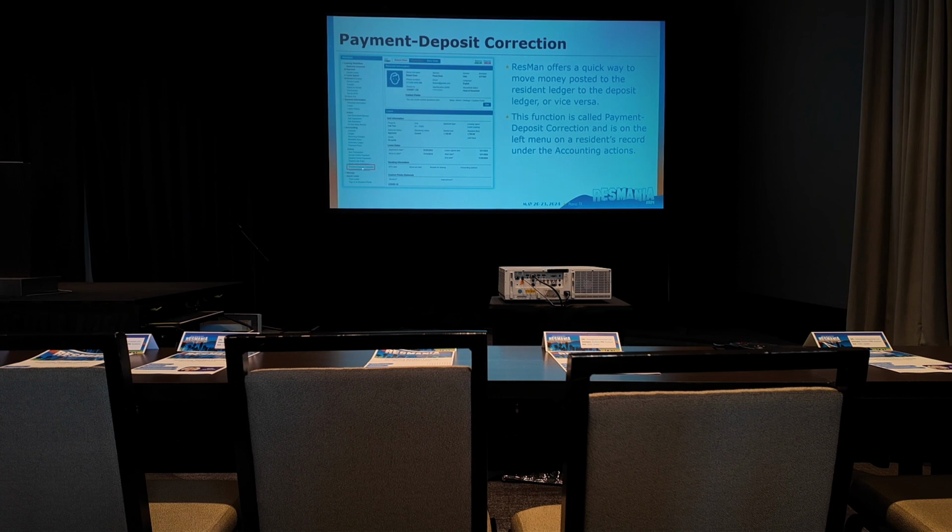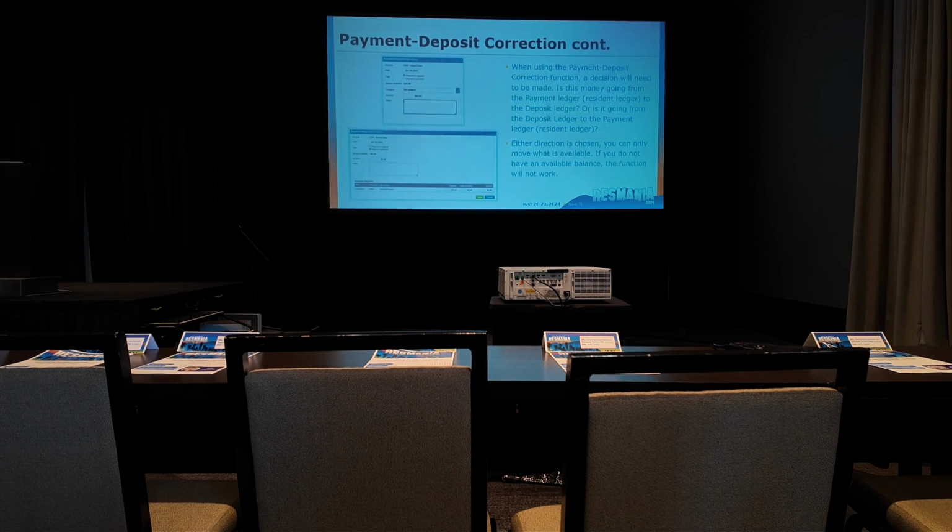So let's learn how to take care of that by going to the left workflow menu, the accounting actions, payment deposit correction button. When we arrive at that location, it's going to ask us, what are we doing? Are we going to take money from the ledger, that's what payment means, and move it to the deposit, or money from the deposit module to the ledger? So number one, you have to have money to move, right? As we saw, he had a credit of $550 on his ledger, which means I can move that to the deposit, but I can't move a deposit to the ledger because he doesn't have one.